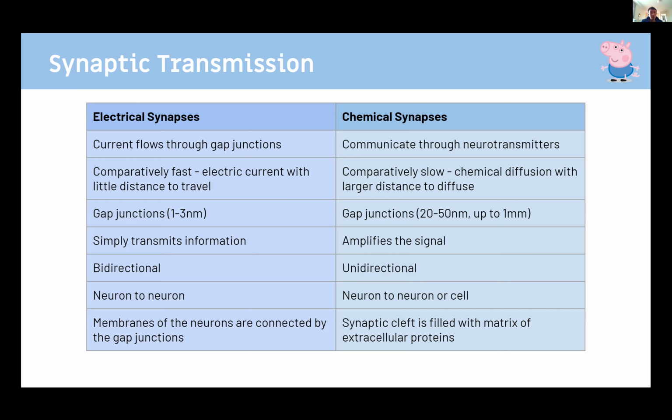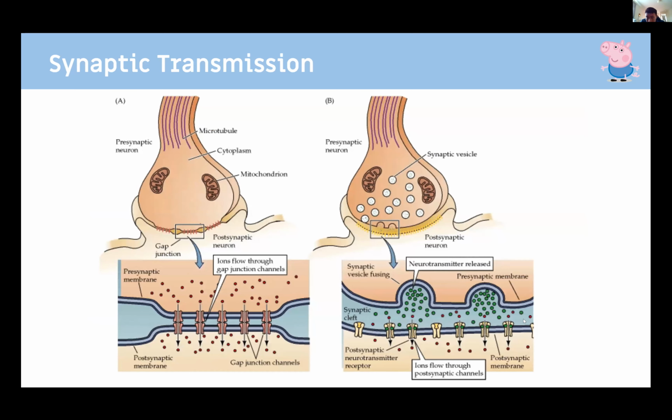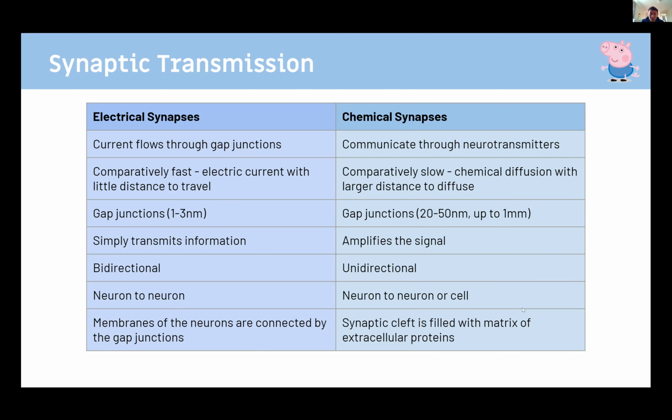Normally you find electrical synapses between neurons, so it will be neuron to neuron. But with chemical synapses, you can have them neuron to neuron, or they can go to a cell, for example, a muscle cell. So the last row is basically saying your neurons in electrical synapses are connected by gap junctions. The synaptic cleft, which is the little space you see in the chemical synapse, will be filled with extracellular proteins that just provide structure. Not a very important point, but just something to know.